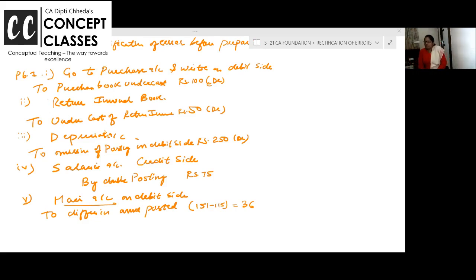Got a grip or not? That rectification of error before the preparation of trial balances, go to that ledger. And if you have less debited, debit. If you have excess debited, write on the opposite side. If you didn't debit credit, credit it now. Like that, you can rectify the error before the preparation of the trial balance. Let us go to the next one.